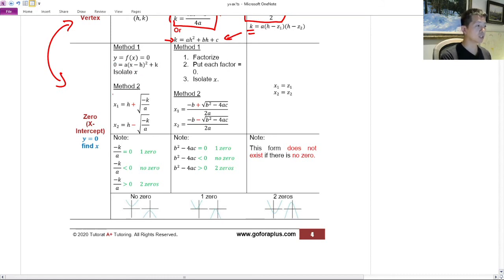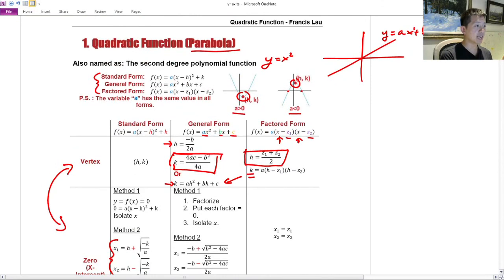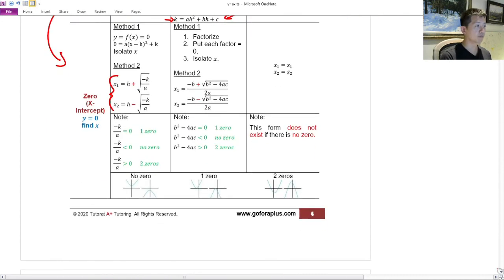Method 2 is using the formula. So we have two formulas. We have two answers most of the time, but sometimes we won't. Let's look at that. The first thing that you need to do when you see these three forms is identify what's h, k, or a, b, c, or a and both zeros. That's the first thing that you need to do to work with the quadratic function.